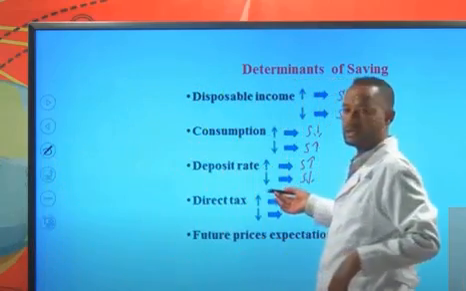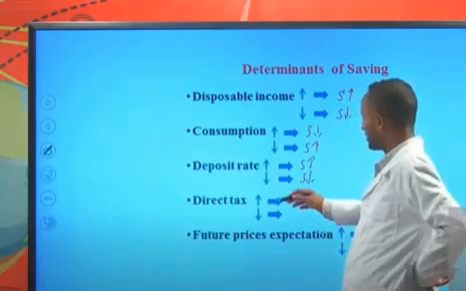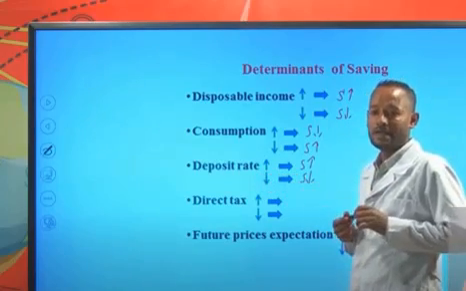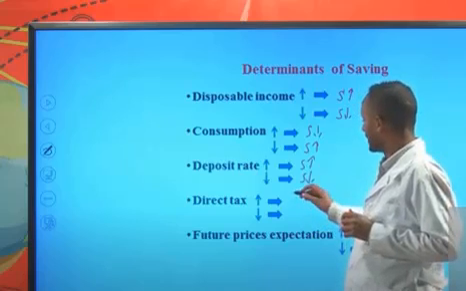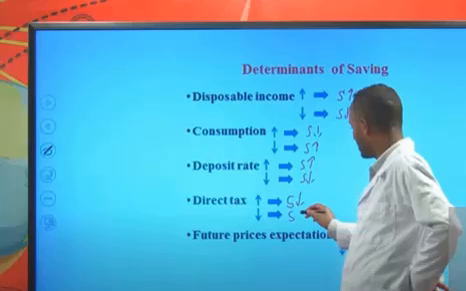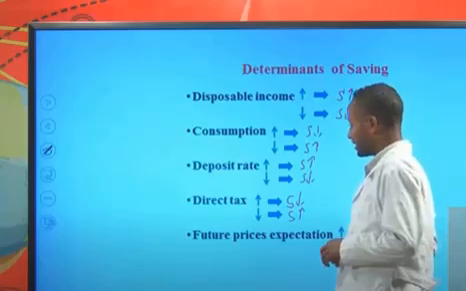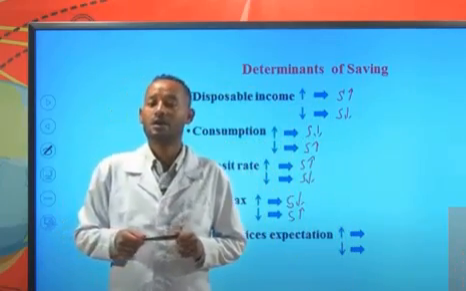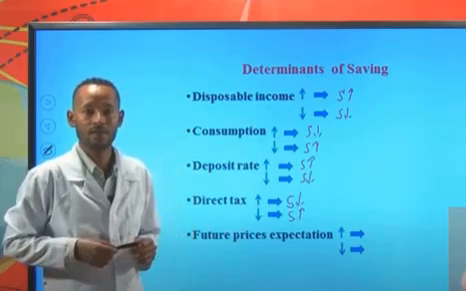With an increase in direct tax, if the government imposes higher direct tax, then our disposable income will decline, and with a decline in disposable income, the total saving will also decline. And with a fall in the direct tax imposed by the government, saving will increase. So there is an inverse relationship between the changes in the direction of saving and direct tax imposed by the government.